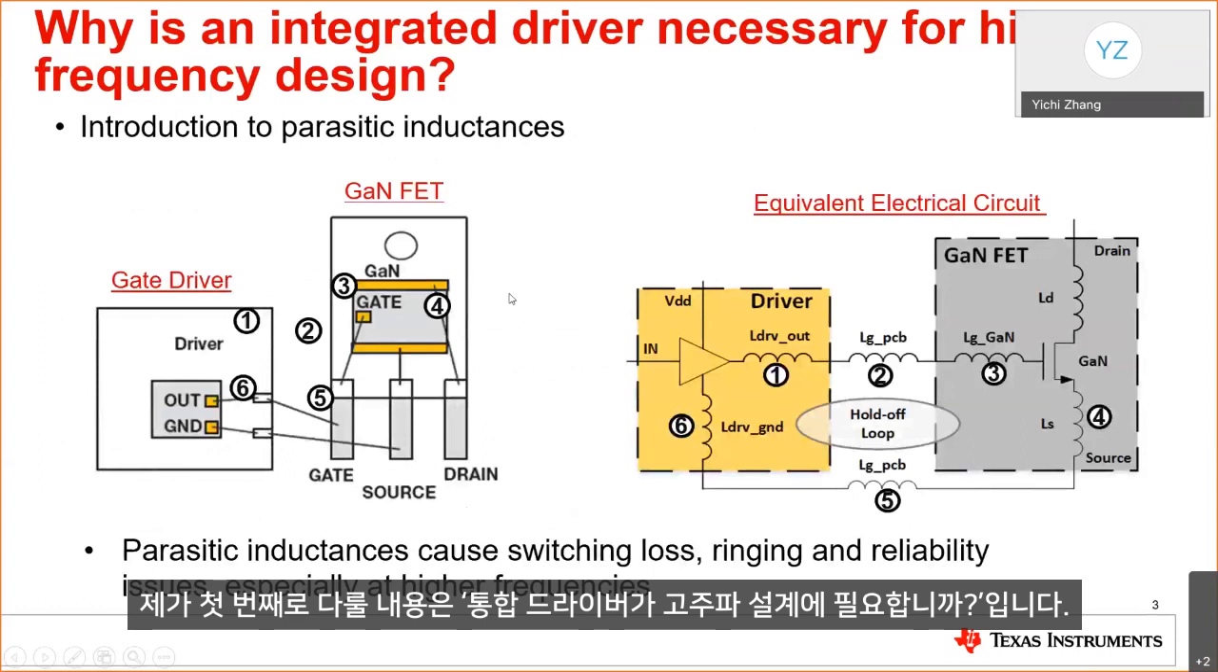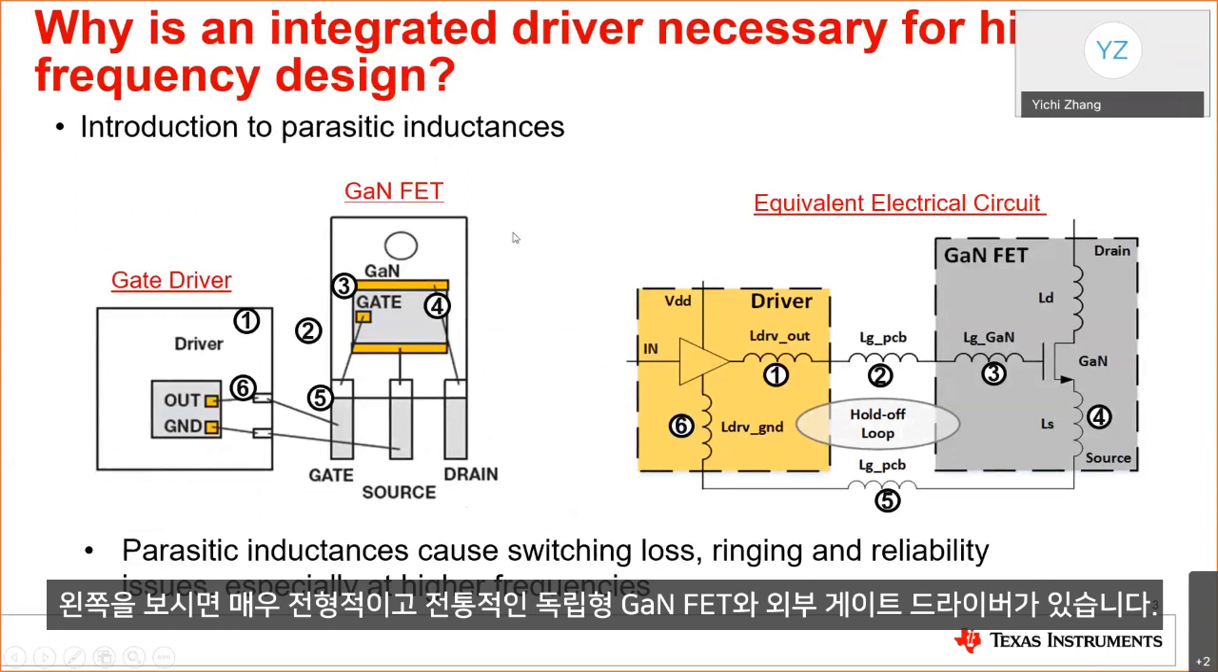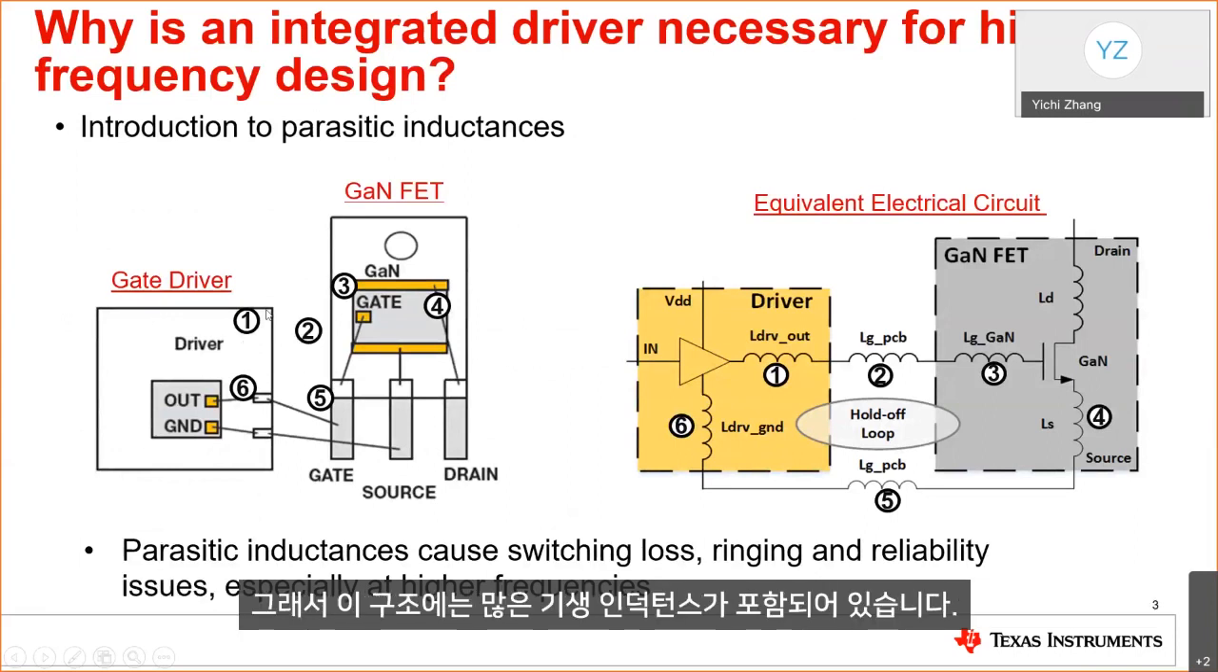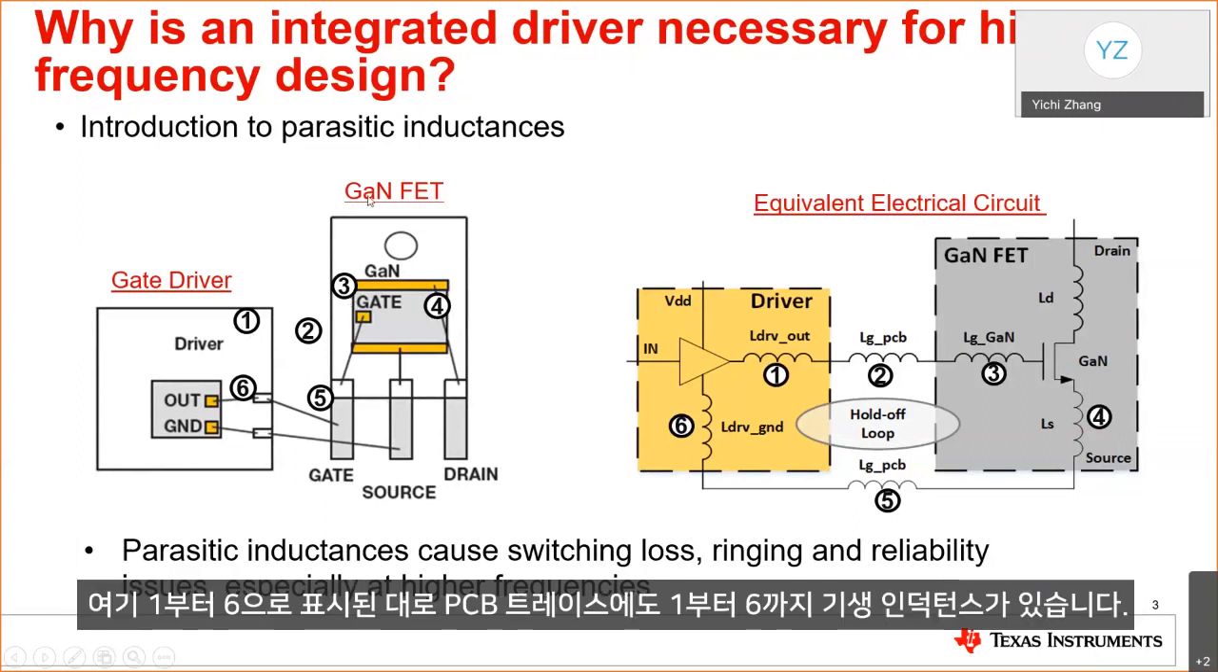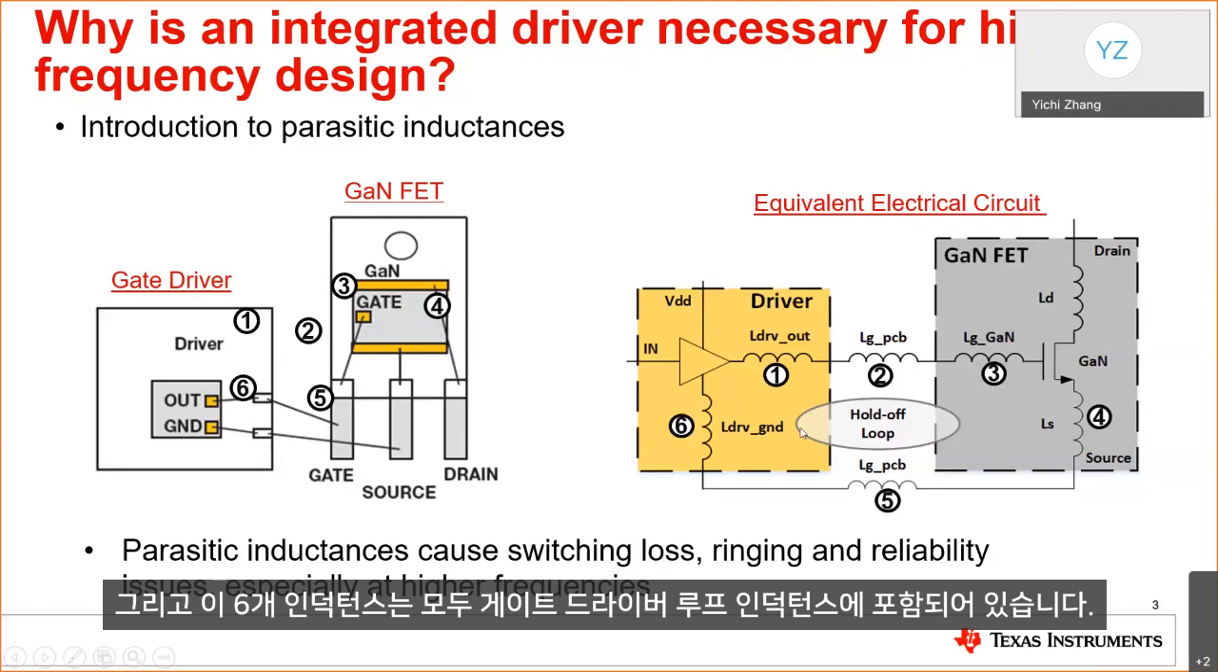First one, I will be going over why an integrated driver is necessary for high-frequency design. On the left, you can see a very typical traditional standalone GaN FET plus external gate driver. There is a lot of parasitic inductance included in this structure. From 1 to 6, there is parasitic inductance in the driver, parasitic inductance in the GaN FET, and also parasitic inductance on the PCB traces, labeled from 1 through 6 here. And all 6 inductances are included in the gate drive loop inductance.